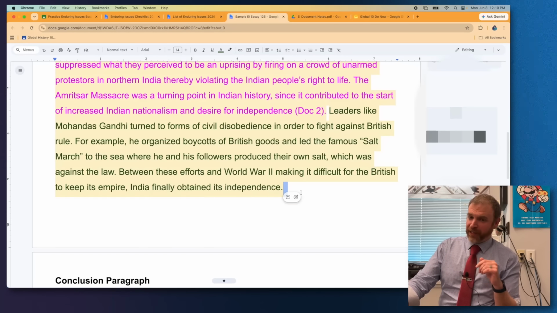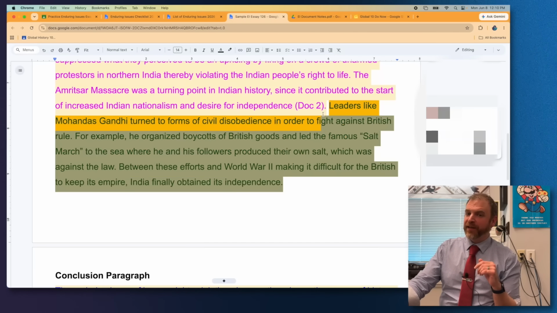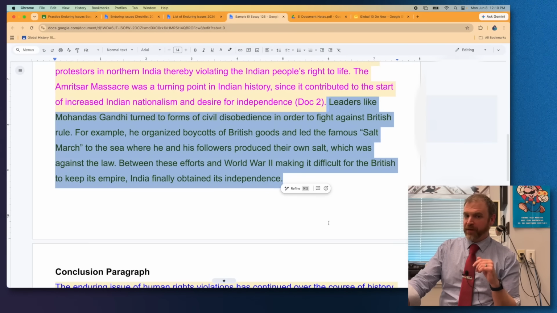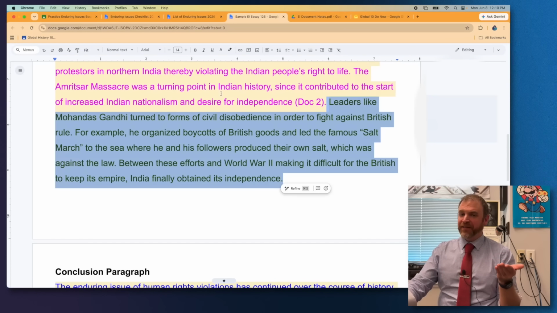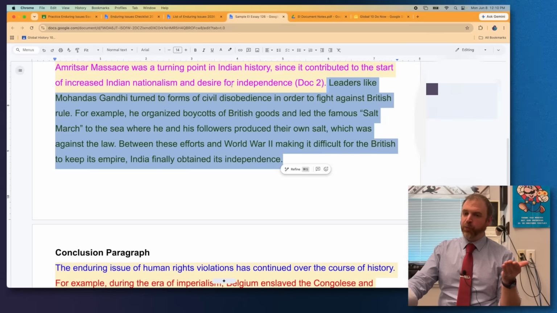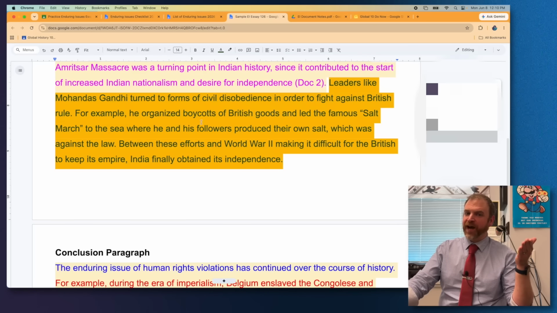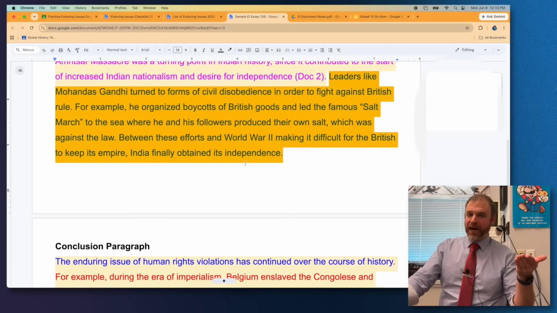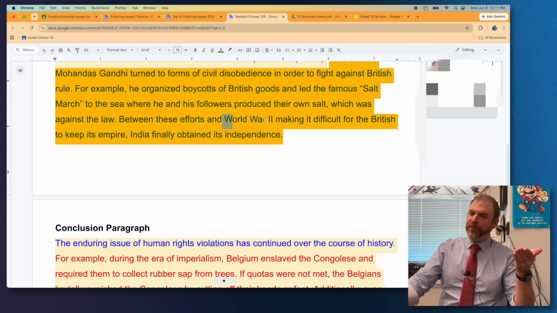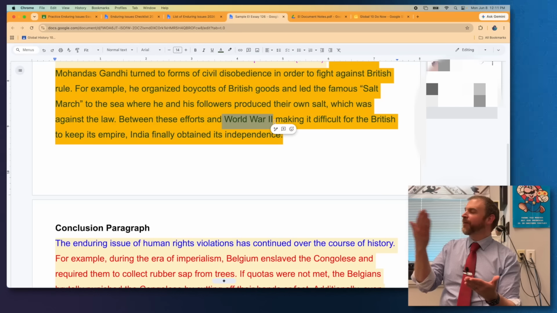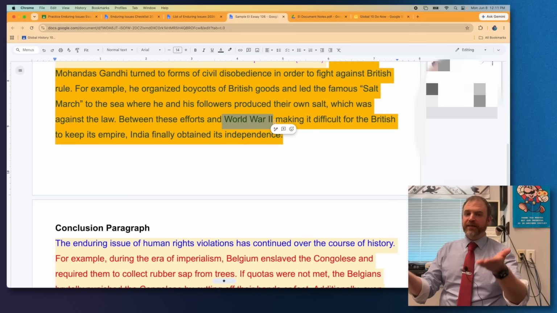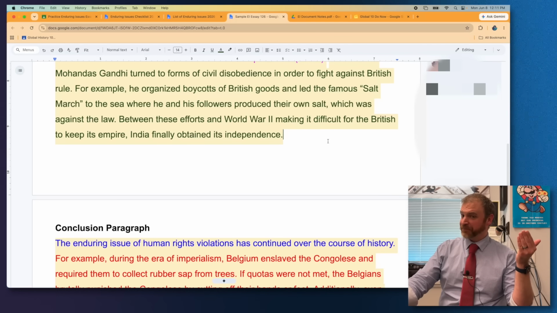I closed out my paragraph with making connections to outside information. So, for example, this paragraph ended with Indian desire for independence. That's not the end of the story. They didn't just want independence, they fought for it, right? Gandhi, civil disobedience, boycotts, Salt March. And then I put how World War II was a turning point because the British could not afford to keep their empire anymore, right? So between Gandhi and World War II, India finally becomes independent.